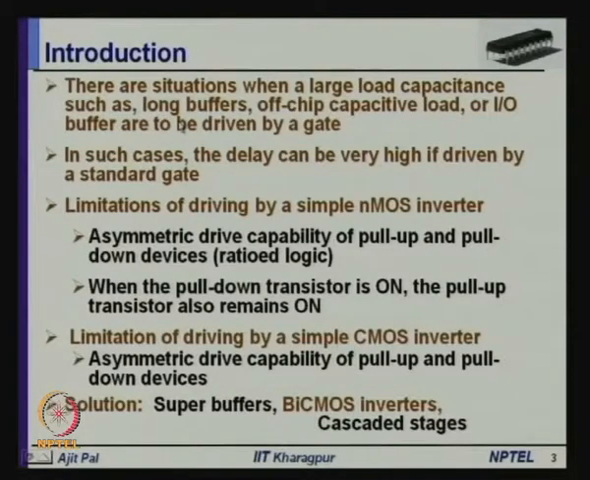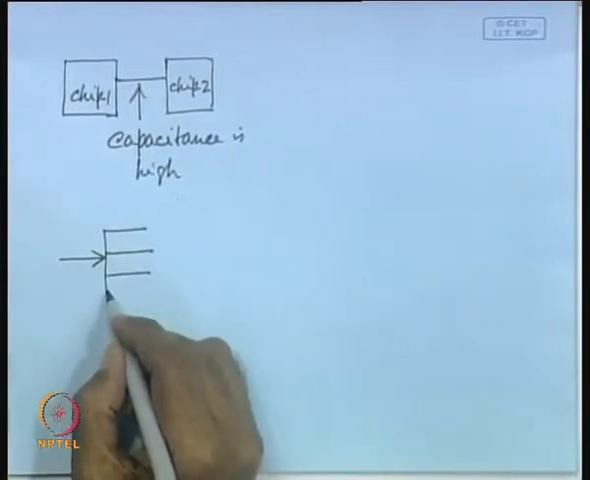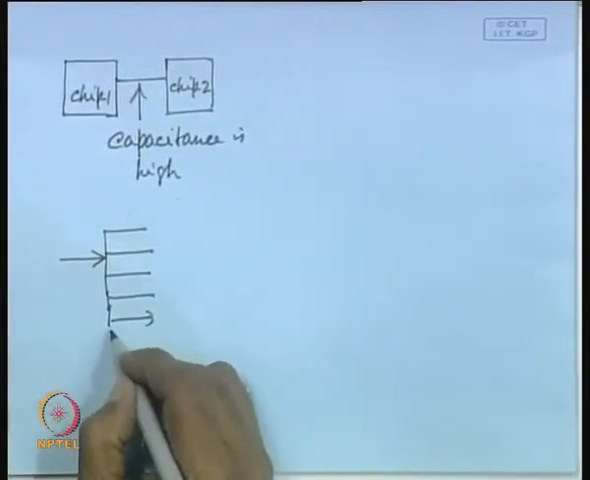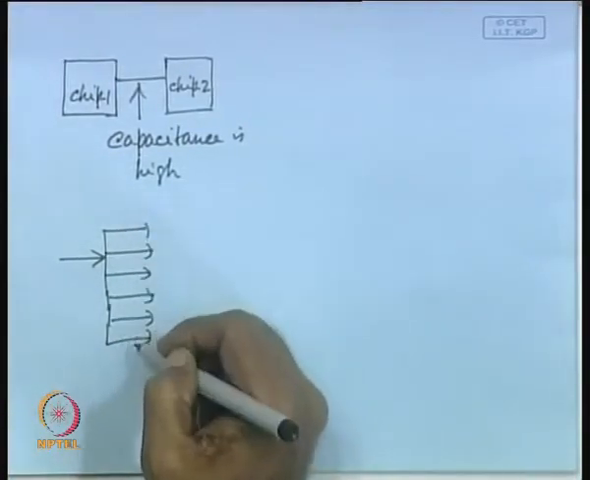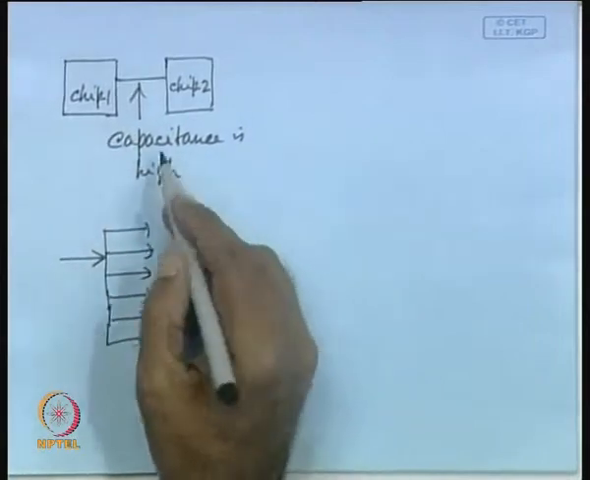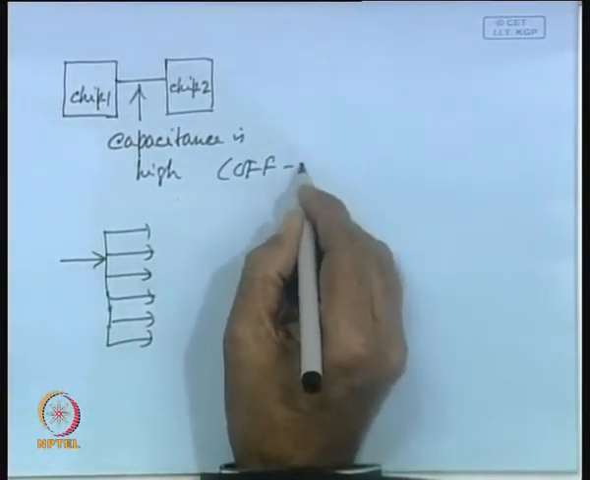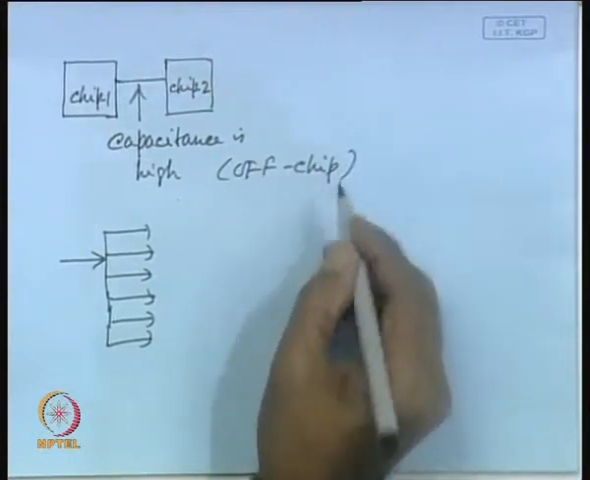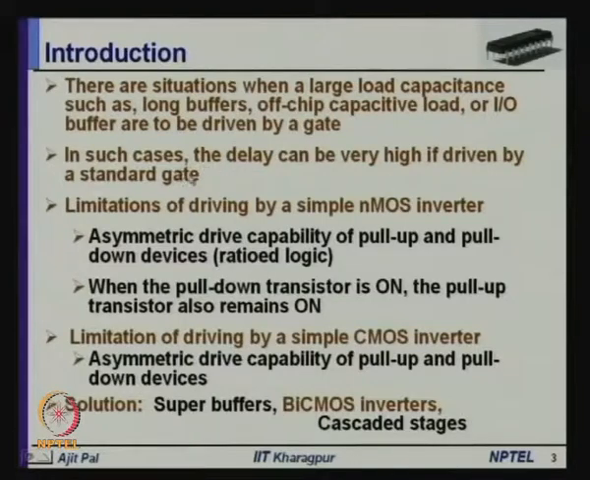For example, the fan out is very high. So, this is coming out from a chip gate and it is going to a large number of other gates. So, with large fan out, here also capacitance is high, but not as high as the off-chip capacitance. This is your off chip. So, whenever you are driving such high capacitive loads, the delay can be very high if driven by a standard gate.